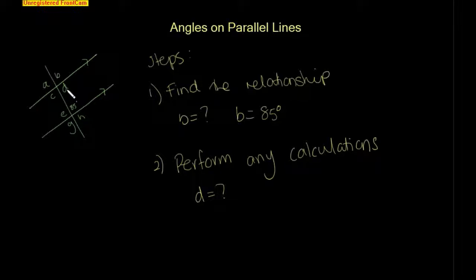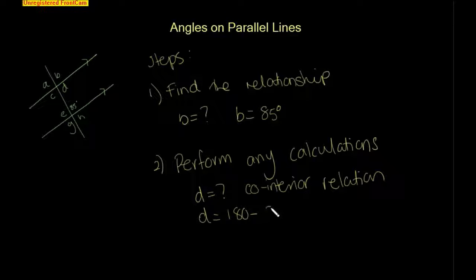They are on a straight line, but they're on the same side of our parallel lines. So the last one is co-interior. So this is a co-interior relationship. So D has to equal 180 minus 85, okay, which is 95 degrees. Okay, so we found the relationship and then we did whatever calculation we needed to.